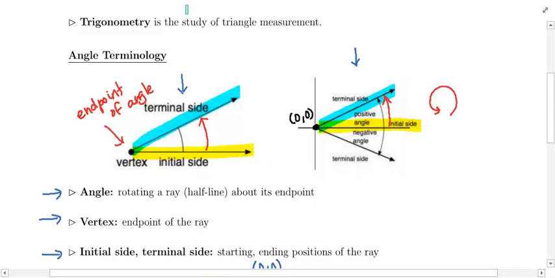On the flip side, we could have rotated down. If we had taken the initial side and rotated down this way and ended up here, the terminal side lands here in green.